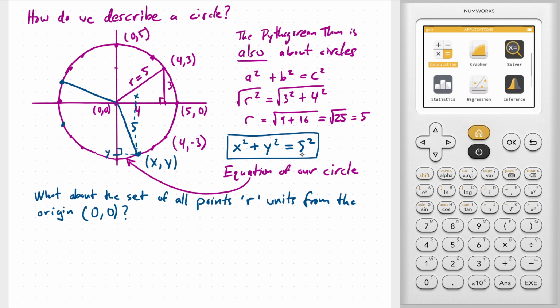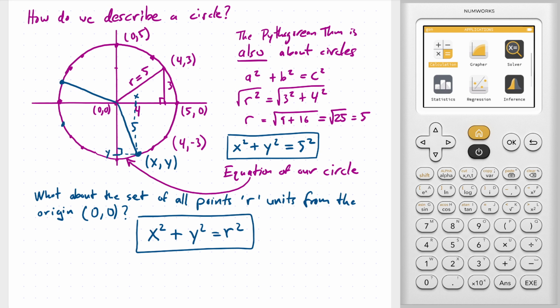All we need to do is, you see this 5 over here? We just replace that with r. And so we say, okay, x squared, trying to make this look pretty. Oops, my pen didn't cooperate there. Okay, x squared plus y squared is equal to r squared. Okay, so that right there is the equation of a circle.